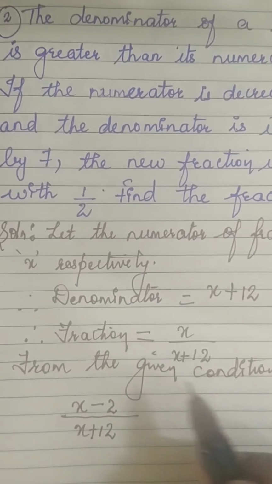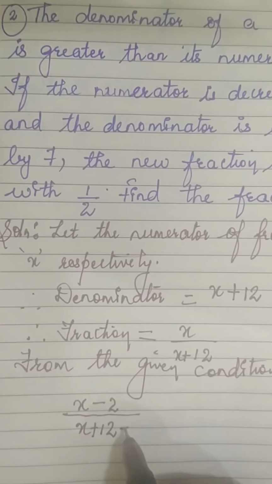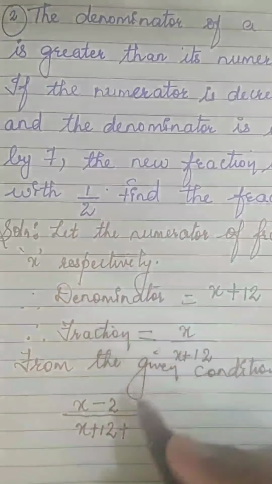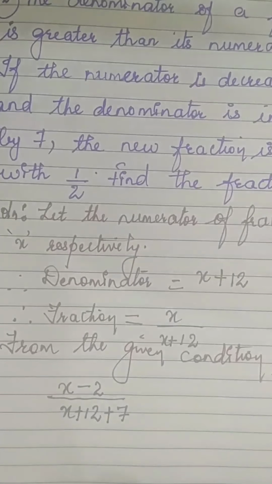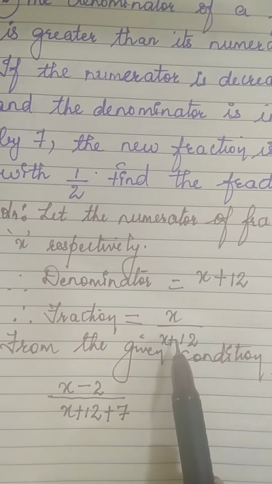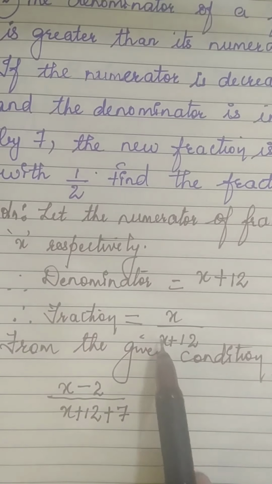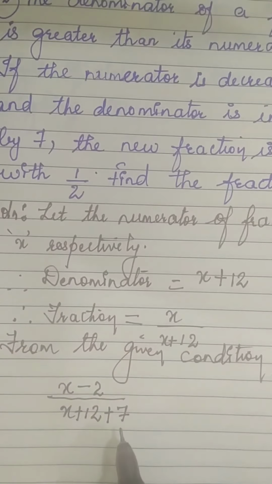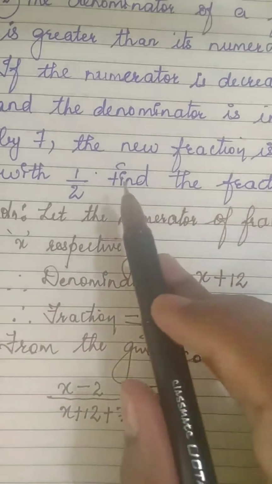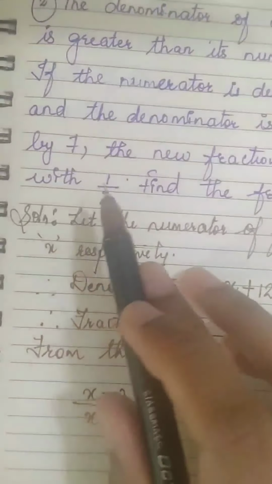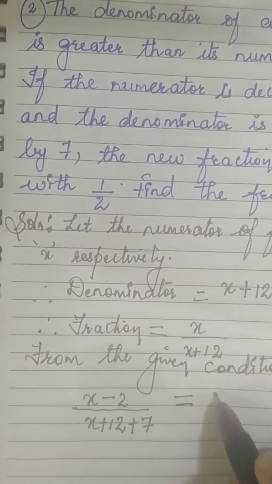To that, you are increasing. Increasing means plus. How much you are increasing? By 7. Check again. Read the question again and see whether I have written correctly. Numerator is decreased by 2, so x minus 2 upon. Denominator is increased by 7, so it is already x plus 12, increase it, so plus 7. So, what are you getting? The new fraction is equivalent, that is equal to 1 upon 2.